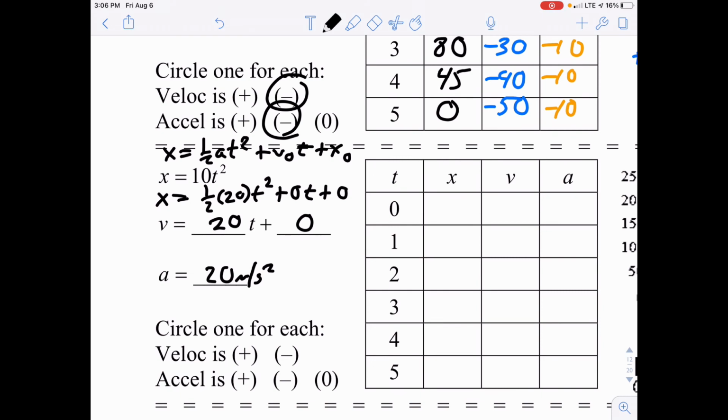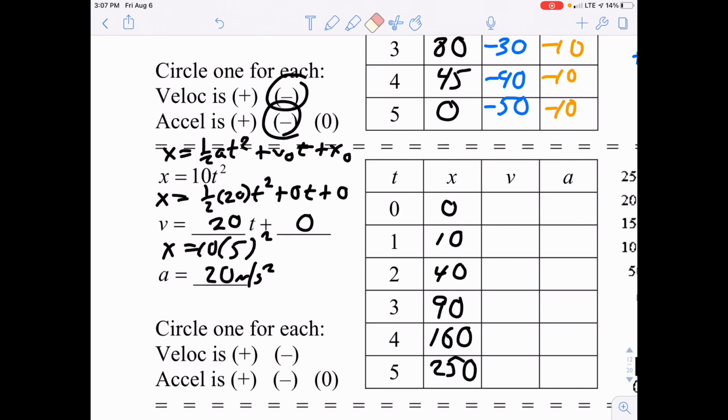10t squared, so x equals 10 times t squared. So at time equals 0, right, position is 0. At 1 second, 1 squared is 1 times 10 is 10. At 2 seconds, 2 squared is 4 times 10 is 40. At 3 seconds, 3 squared is 9 times 10 is 90. At 4 seconds, 4 squared is 16 times 10 is 160. At 5 seconds, 5 squared is 25 times 10 is 250, would be the first column.